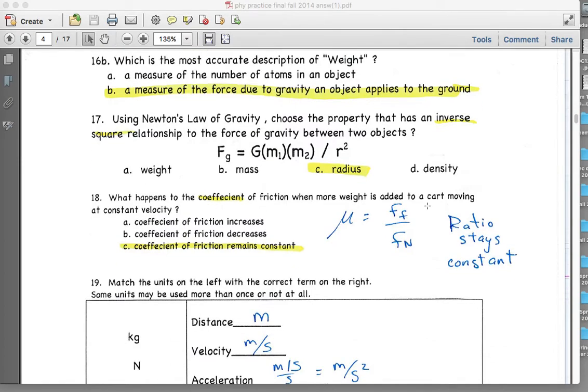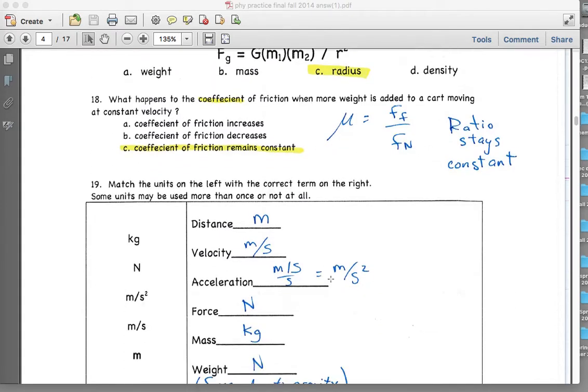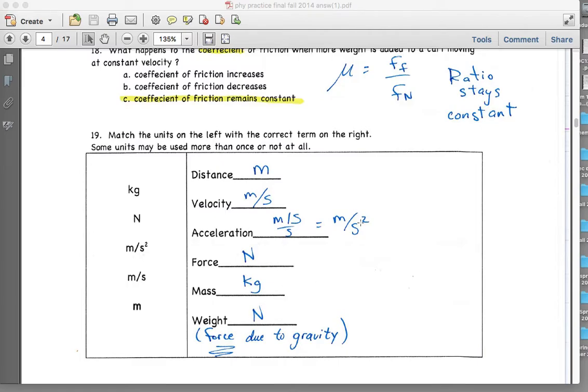Coefficient of friction, it's a ratio. So as things get heavier, the normal force would increase, but that also would increase the force of friction. So that's why we really say the mu, the coefficient, this ratio, does stay constant. Know our units, just keep practicing those.